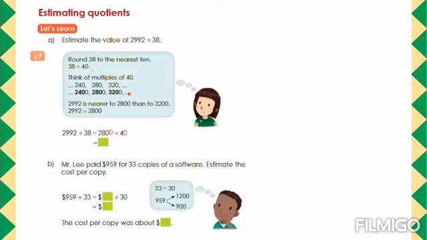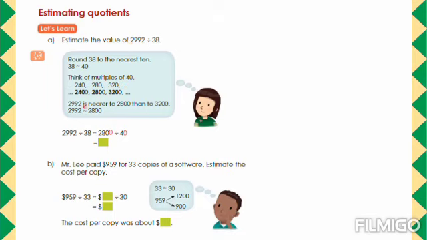After that, class, we are going to think of the multiples of 40. As you see there, 240, 280, 320, and so forth, and we have the other multiples also. So 2,992 is nearer to 2,800 than 3,200. So you are going to choose, class, the nearest multiple to your number here, because you have 2,992. You need to see to it that your multiple is closer to your dividend.